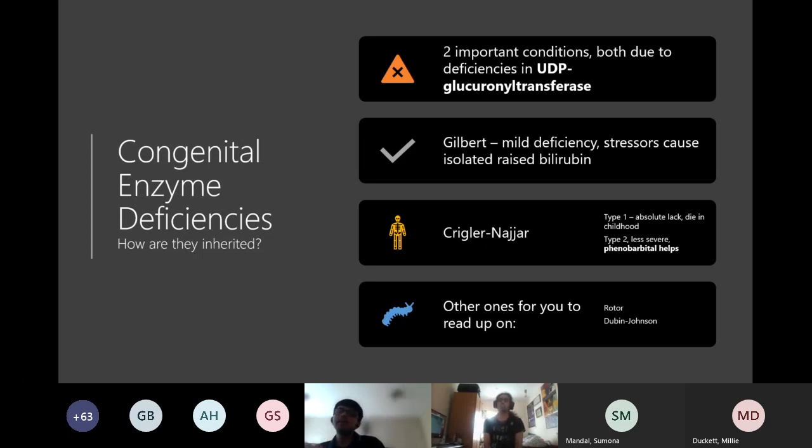There are two other really important enzyme deficiencies in the liver. I'm not going to talk about them, but Rotor syndrome and Dubin-Johnson syndrome, you should read up on. And the important question you want to ask yourself is, how are these different to the two we talked about just now? What's different in their presentation?